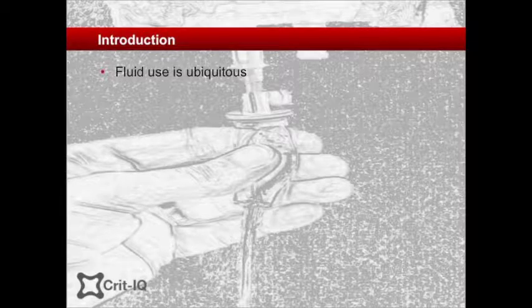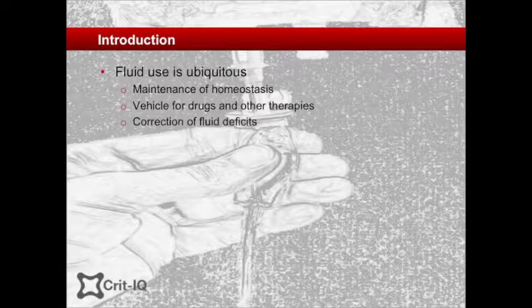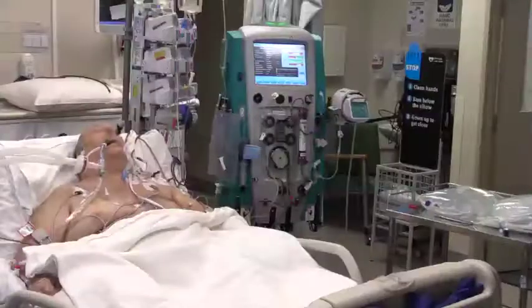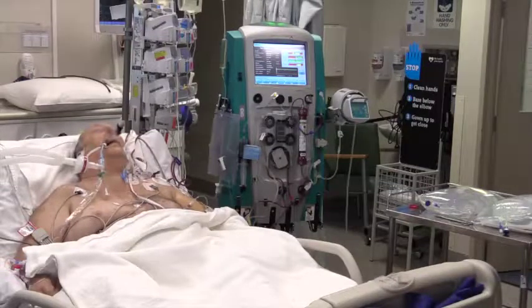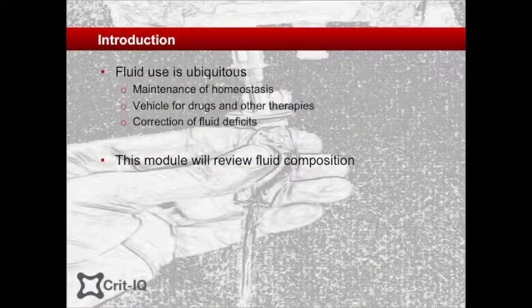The use of fluids is ubiquitous in the ICU environment. Fluids are used for maintenance of normal body homeostasis, as a vehicle for delivering interventions, and for correcting fluid balance disturbances. Given the widespread use of these fluids, a thorough understanding of the composition of commonly available fluid preparations is very important. In this module, we'll review the composition of these essential products.